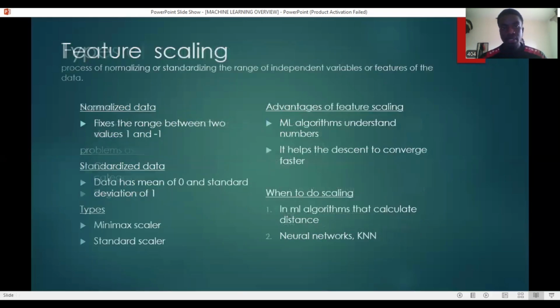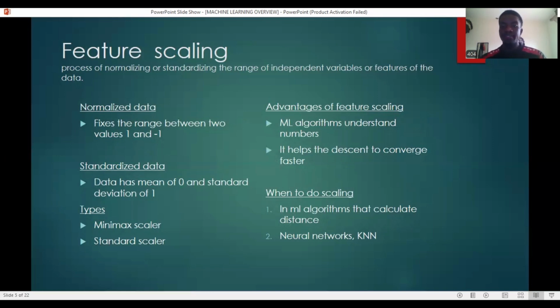And then next, we shall be talking about feature scaling. Feature scaling basically has two things we shall be talking about: the process of normalizing and standardizing. We shall be having normalized data and standardized data. Normalized data is whereby the values range between 1 and -1. And then standardized is basically a normal probability standardization, whereby I have the mean and the standard deviation. Of course, the mean should be 0 and the standard deviation should be 1. Types of feature scaling are min-max and standard scaler. They also have their own formulas.